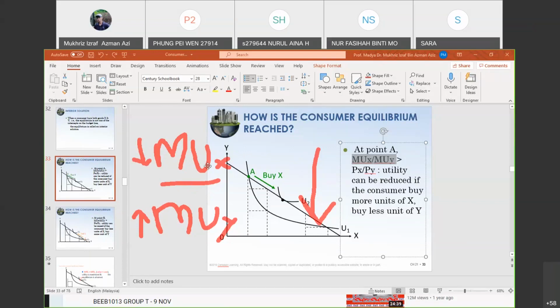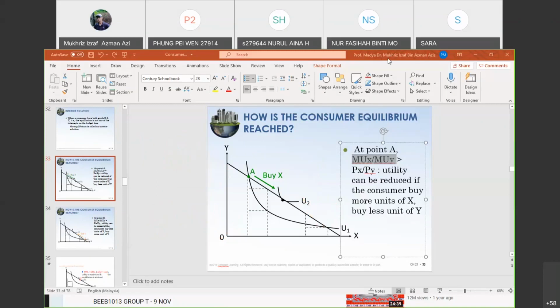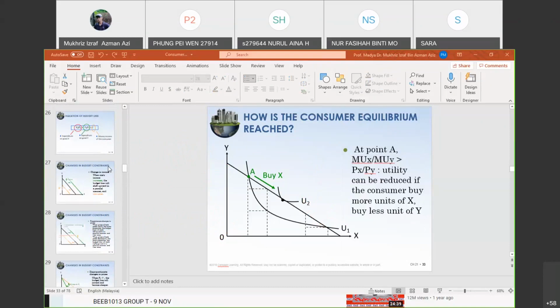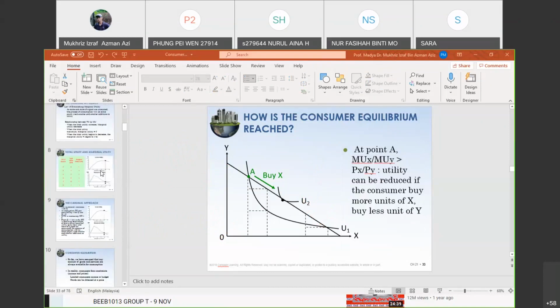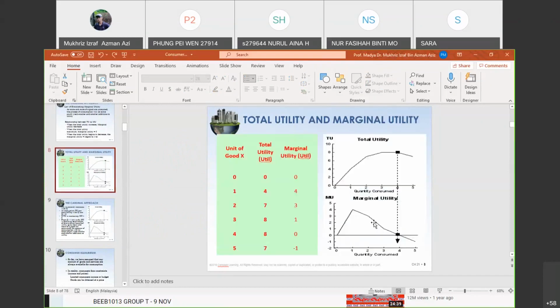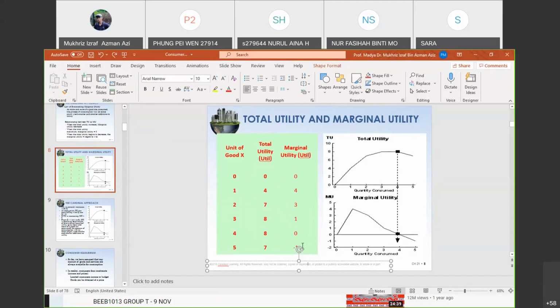You can reduce MUX by consuming more of X, because when you consume more of X, your MU will become smaller. How is this possible? We already discussed it earlier. The more you consume, the less is your marginal utility. You recall from here, the more quantity you consume, marginal utility will decline. Do not look at total utility, because what we are concerned with is marginal utility. The more you consume, the less satisfaction you get from the additional unit of the good that you consume.